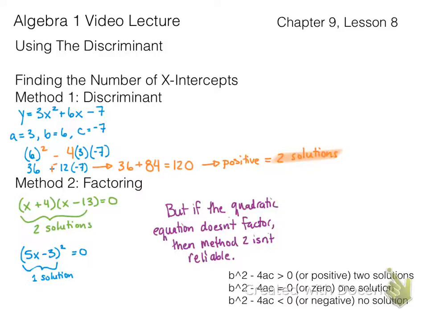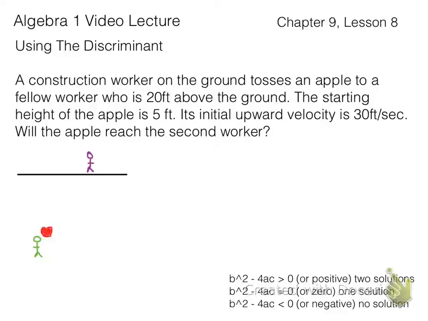All right, so let's apply this to a real-world situation, and I want to read this to you before I get into my lovely little graphic. A construction worker on the ground tosses an apple to a fellow worker who is 20 feet above the ground. The starting height of the apple is 5 feet. Its initial upward velocity is 30 feet per second. Will the apple reach the second worker?